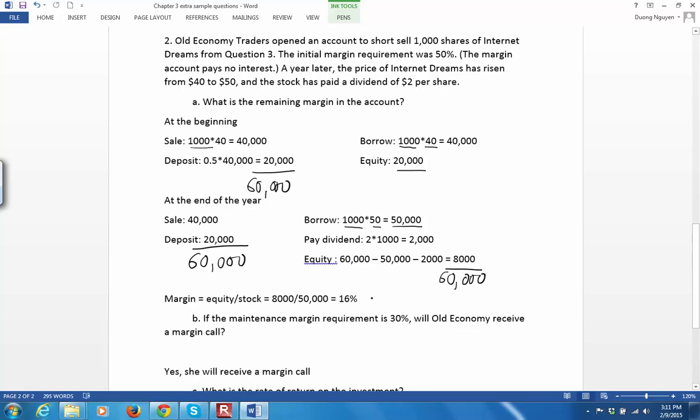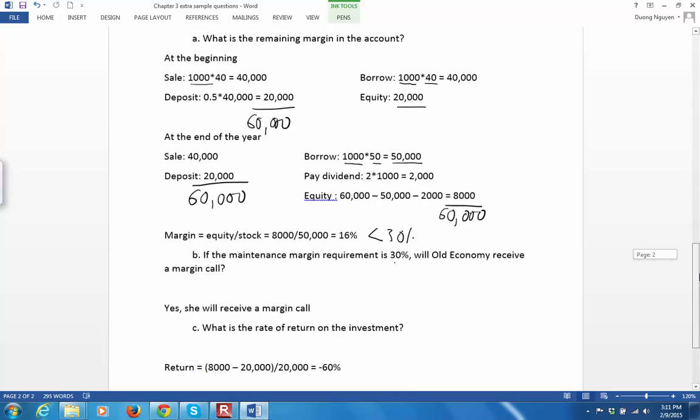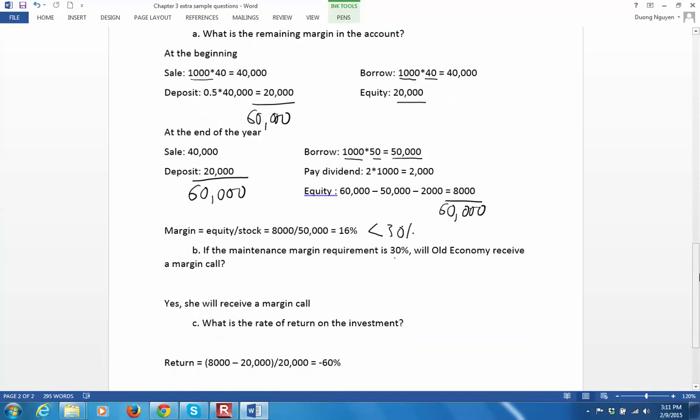So obviously 16% is smaller than the maintenance margin, which is 30%. The maintenance margin is 30%. So yes, the investor will receive a margin call to put in more money. When the investor receives a margin call, the investor will have to deposit more, increasing the deposit and increasing equity, to make sure that the margin will now be equal to 30%.